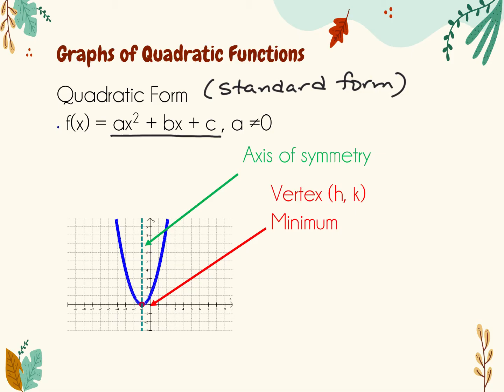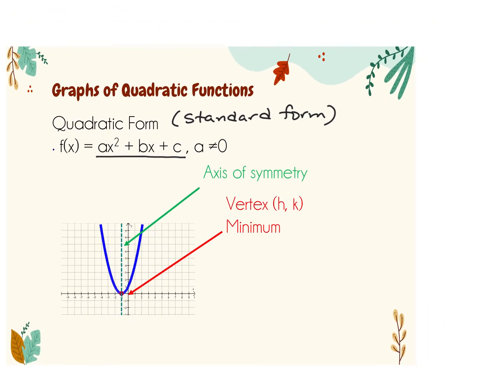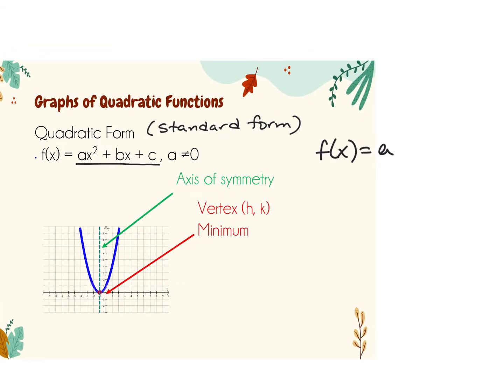Now, also in our book, what the book calls standard form is f of x equals a times (x minus h) squared plus k. So when WebAssign is asking you to put something in standard form, that's the form it's looking for. But when they refer to quadratic form, it's the ax squared plus bx plus c.